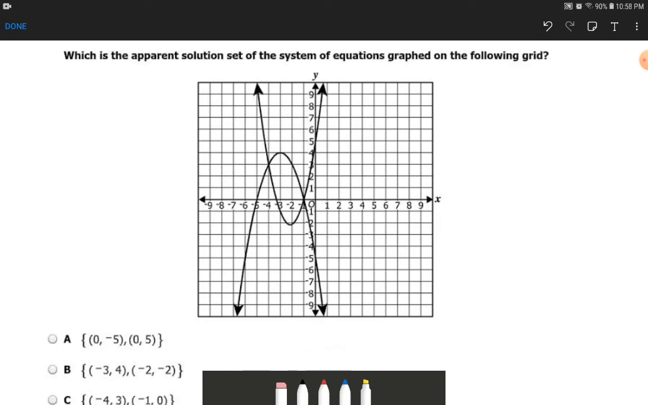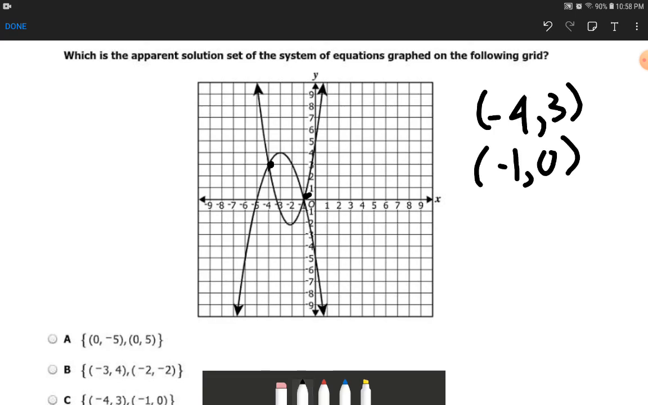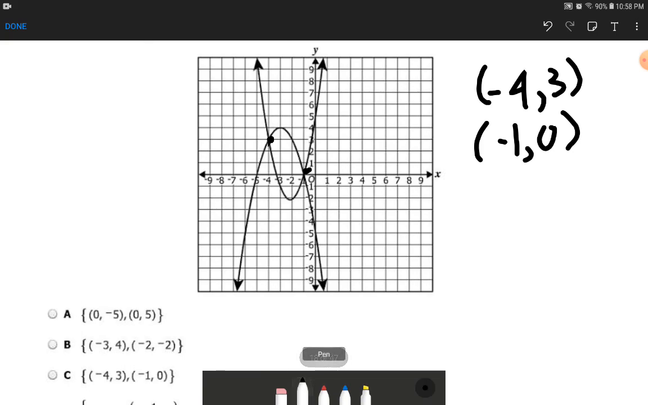What is the apparent solution set of the system of equations graphed on the following grid? Alright, so the solution set will be the points where the graphs intersect. Let's see, which is here and here. That looks like -4, 3, and -1, 0. So our answer is C.